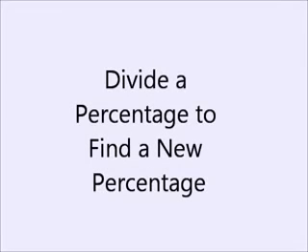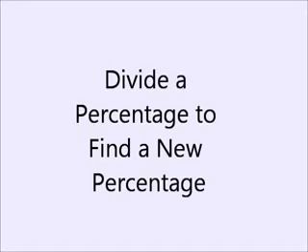Step number 3. Divide a percentage to find a new percentage. We're at the last bit of arithmetic, and while it's the trickiest, it's not too difficult. We now have the percentages right for each bar on our histogram, but those percentages are not the heights we need for a density histogram.